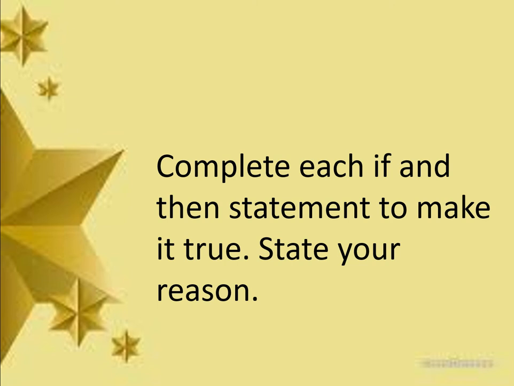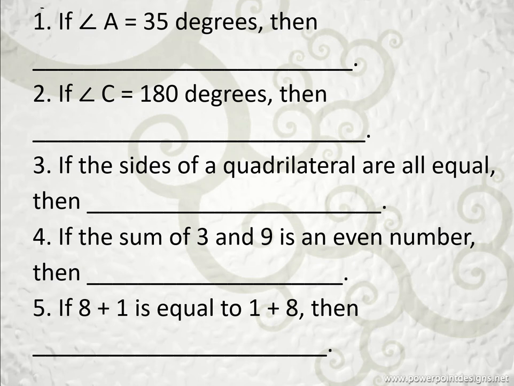Complete each if and then statement to make it true. State your reason. Number 1. If angle A is equal to 35 degrees, then the answer will be the angle is acute. Remember that if an angle measures less than 90 degrees, it is an acute angle.